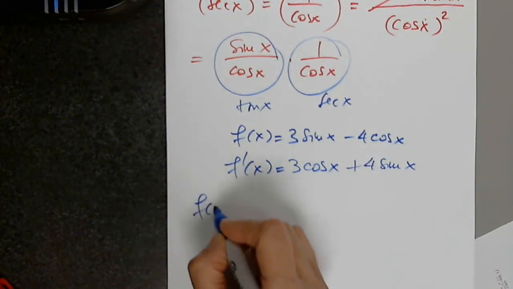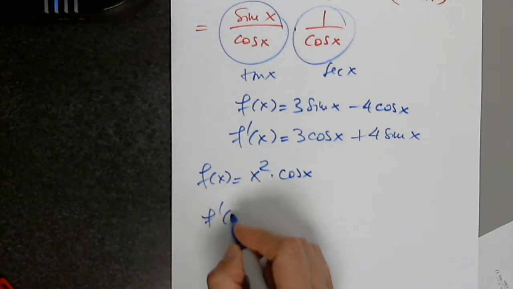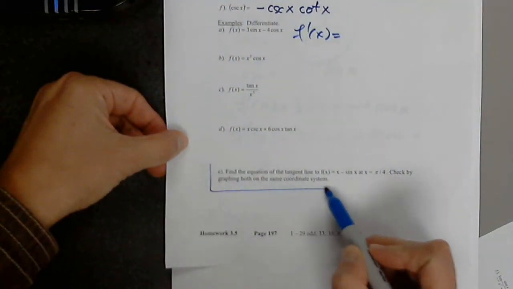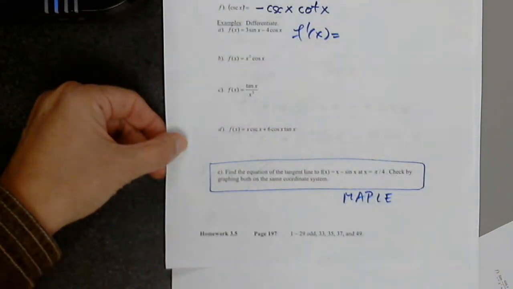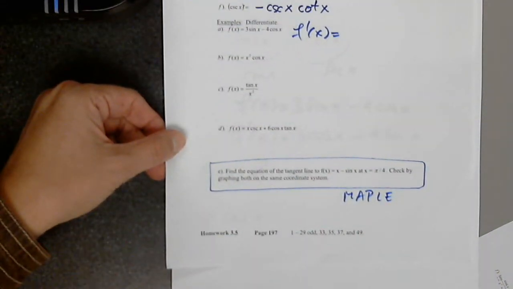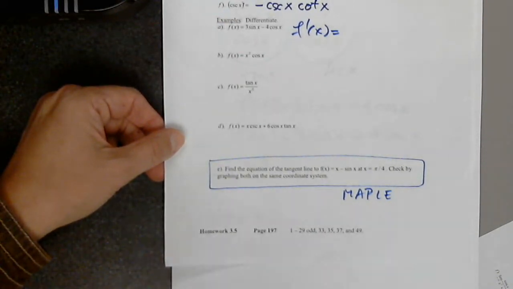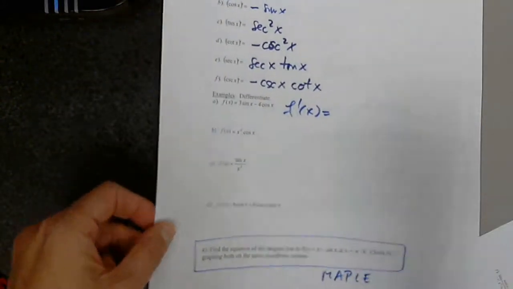Here's the next one. F of x equals x squared times cosine x. We want to find f prime. The last problem, since we already did like 2 problems today, they are very similar. I would like you to turn it in with Maple. Perform the calculations by hand first. Calculate, determine the tangent, and then show me a little graph in which you show that the tangent is tangent to the curve with Maple. Okay? So we're going to work on the other 3.